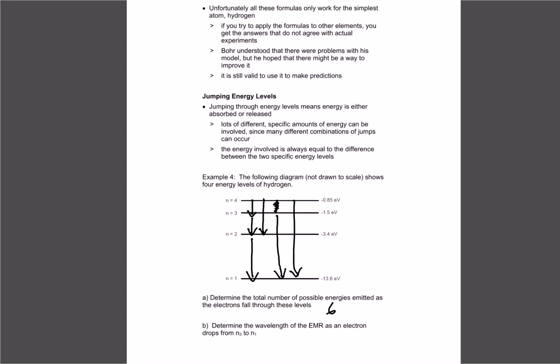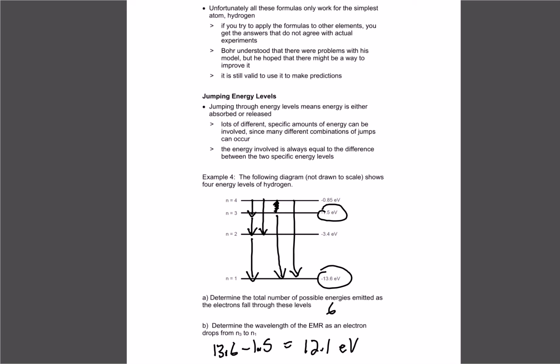So part B now says, what's the wavelength if we go from 3 to 1? So if we go from 3 to 1, we can see we have negative 1.5 down to negative 13.6. All we have to do is subtract those. And you don't need to worry about the negatives. The negatives just mean one's absorbing energy, one's giving off energy, so that doesn't really matter. Just subtract the 2. So in this case, we would get 12.1. So that means we have 12.1 electron volts of energy being emitted.